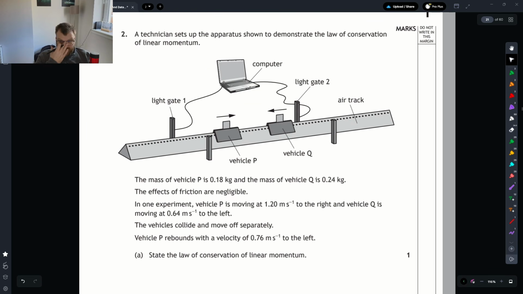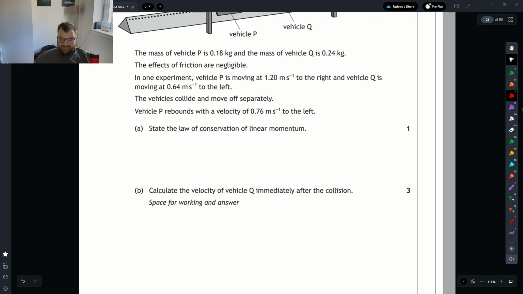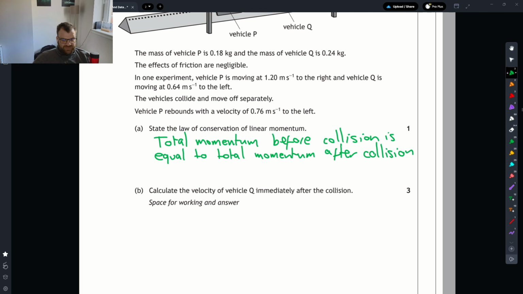In this next one, we're going to be talking about the law of conservation of linear momentum. That is that before and after, the momentum will be the same. So the total momentum before collision is equal to total momentum after collision in the absence of external forces.